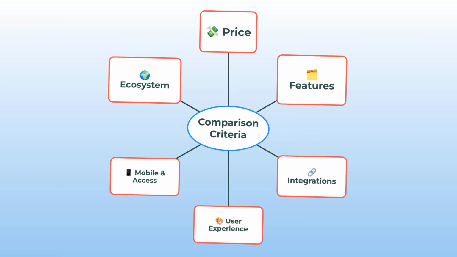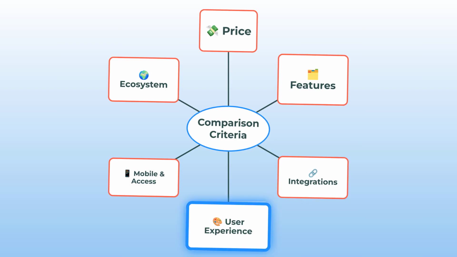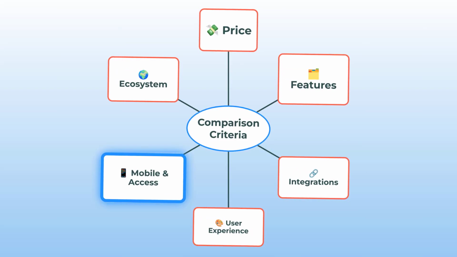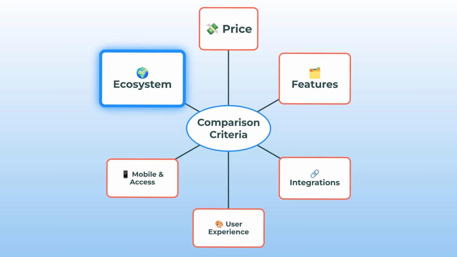Here's our mind map. First, we'll kick off with price, then go through features, integrations, the whole user experience thing, mobile access, and finally, the ecosystem. That's our roadmap. Ready? Let's get started.